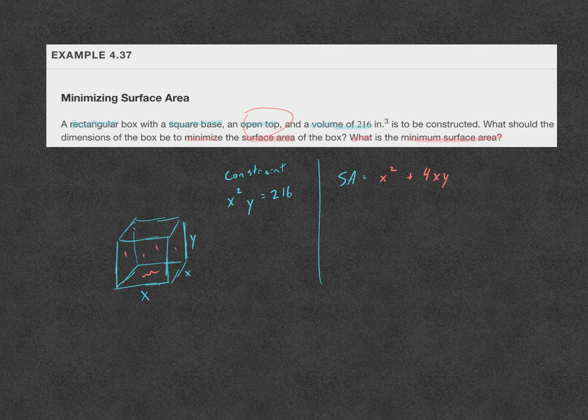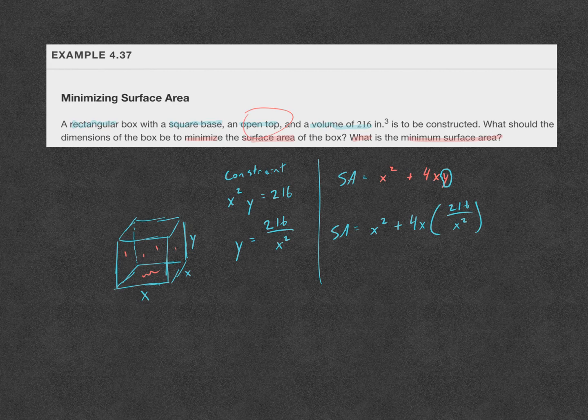All right, that's what we're trying to optimize, to minimize in this case. So we want to take the derivative of that. But first we use our constraint to write the objective function in terms of one variable. From x squared y equals 216, I'm going to solve for y, which is 216 divided by x squared. And that gets substituted over here for y. So surface area is equal to x squared plus 4x times 216 over x squared.